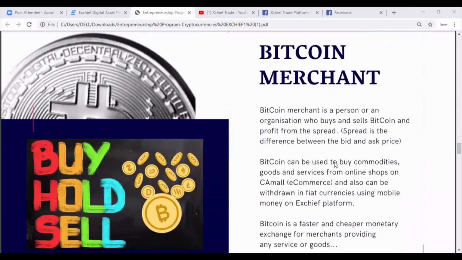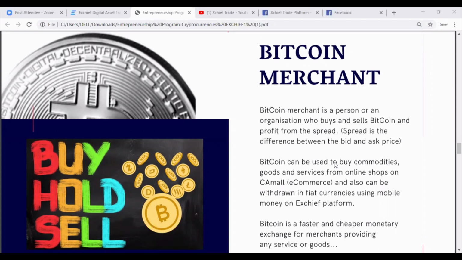So I explained earlier the process of transactions, as in being a Bitcoin merchant. Being a Bitcoin merchant means that you are someone who buys and sells Bitcoin. For instance, you want to buy Bitcoin when the price is low and sell when the price is high. But normally in Ghana here, what we realize is they make money off the spread.